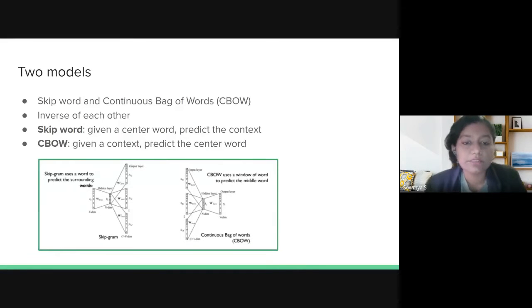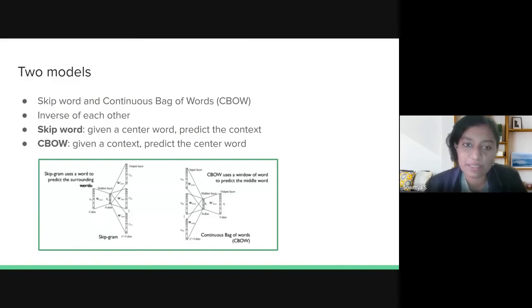So the idea is I have a certain input, a certain output and a hidden layer. That's it. There's just two layers, and we learn the representation in this hidden layer. So what do I mean by that? Here we have two models, which are the skip-gram model and the continuous bag of words.